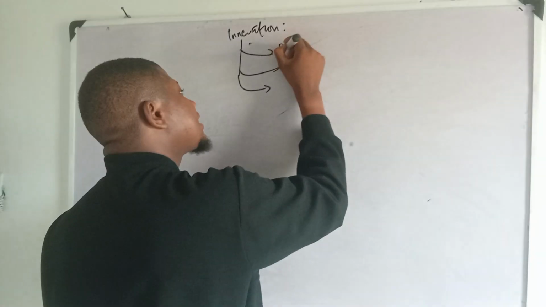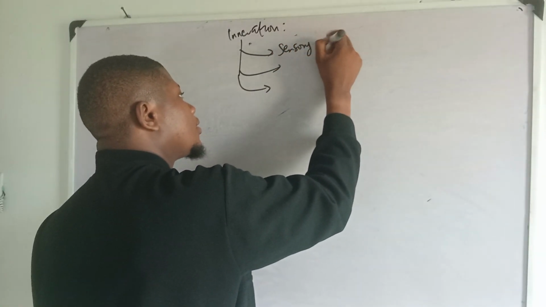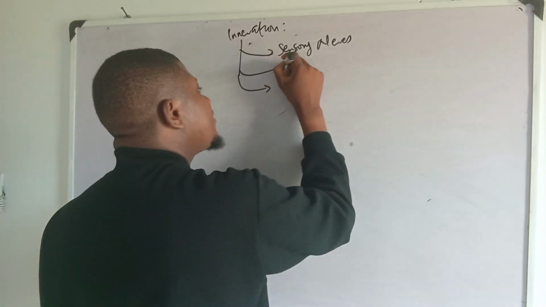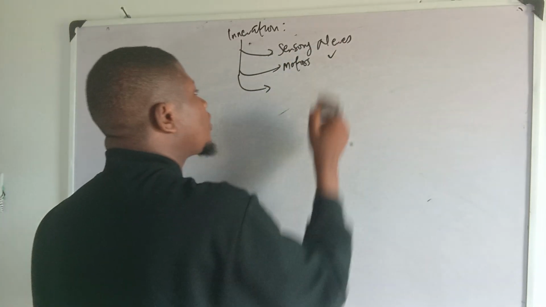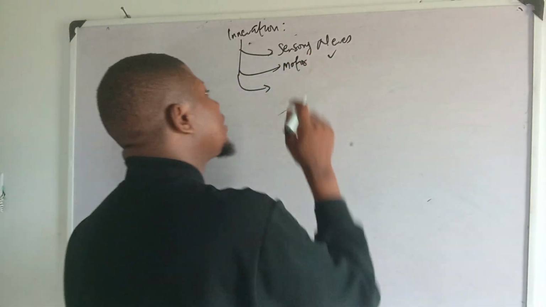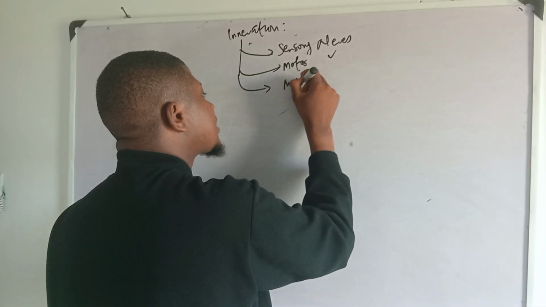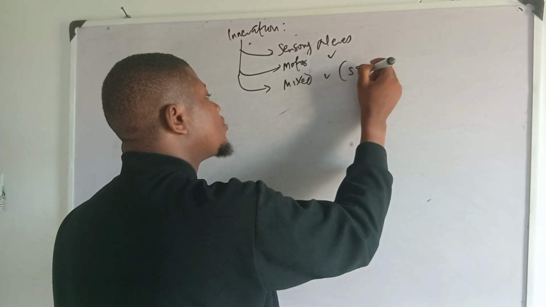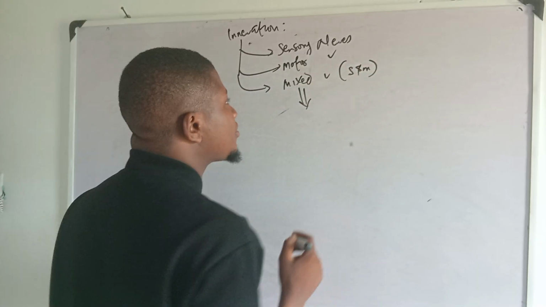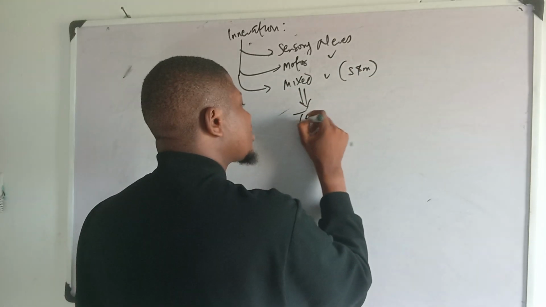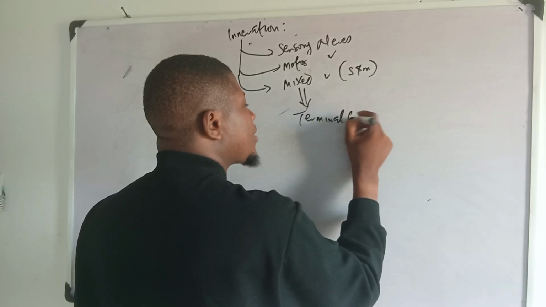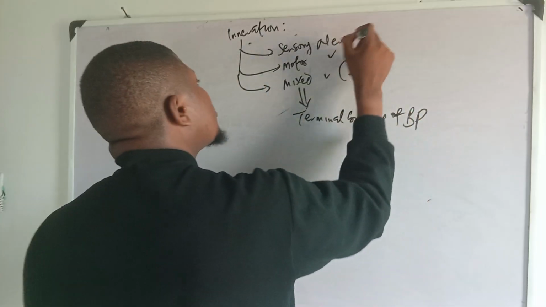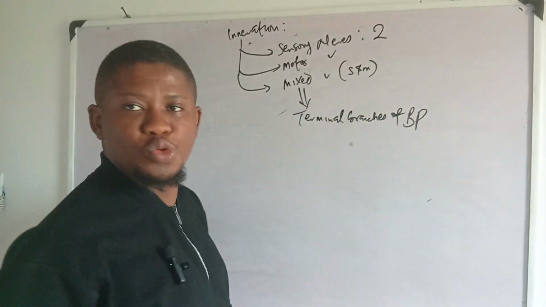So we have sensory nerves, the ones that supply only the skin. We have the motor nerves, the ones that supply only the muscles. Then we have mixed nerves, the ones that supply both skin and muscle. Actually, these mixed nerves are called terminal branches of the brachial plexus.